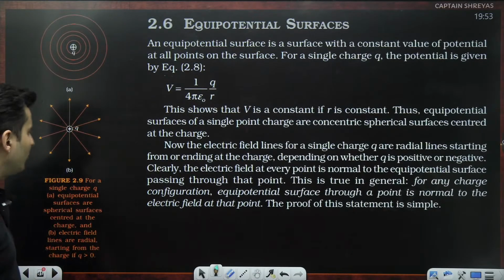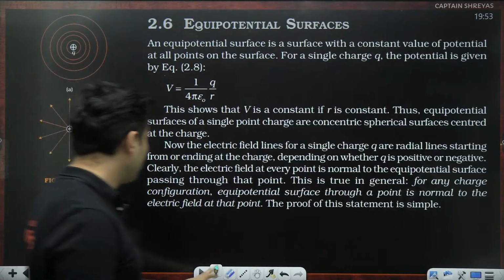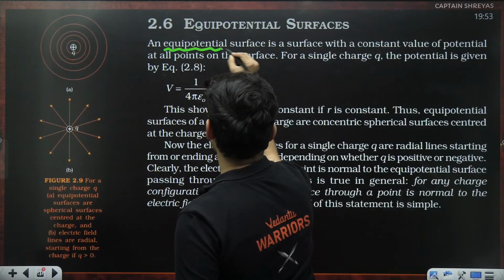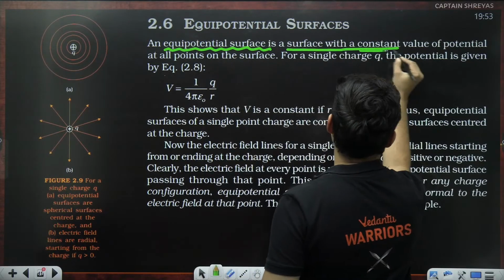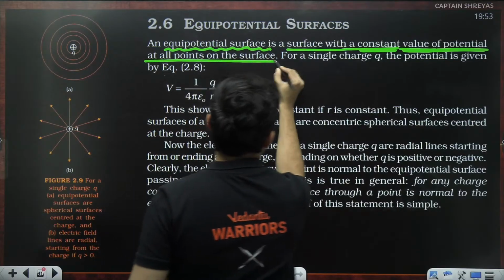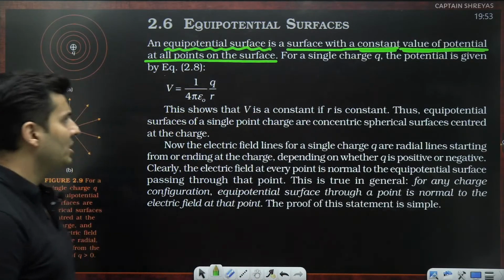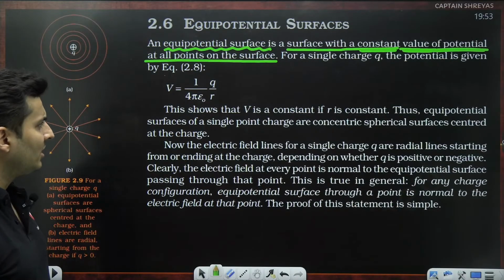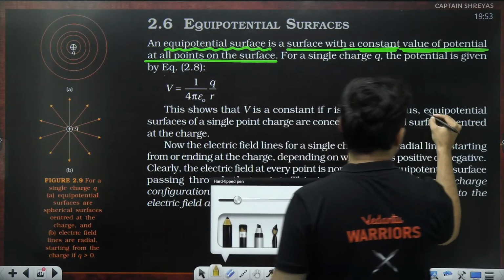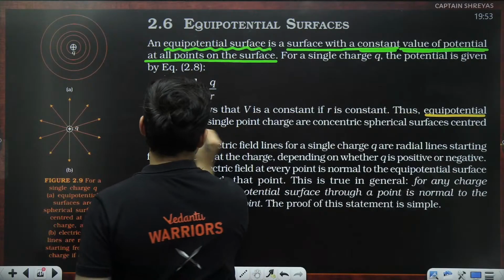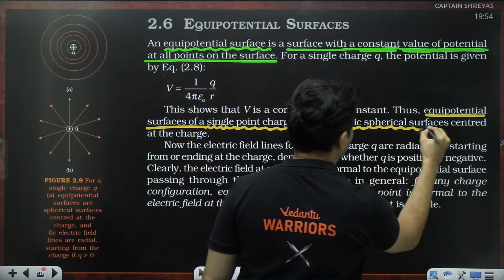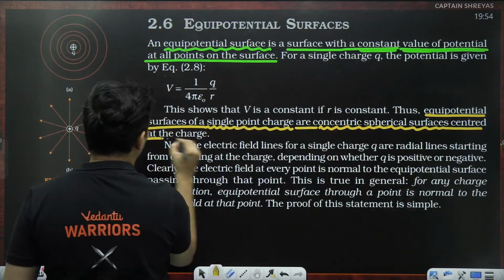Okay, let's do equipotential surfaces. An equipotential surface is a surface with constant value of potential, as simple as that. It is nothing but a surface with constant value of potential at all the points on the surface. For a single charge, the potential is given by this, which shows that the potential is constant if r is constant. So basically, in this particular example, the equipotential surfaces of a single point charge are concentric spherical surfaces centered at the charge.